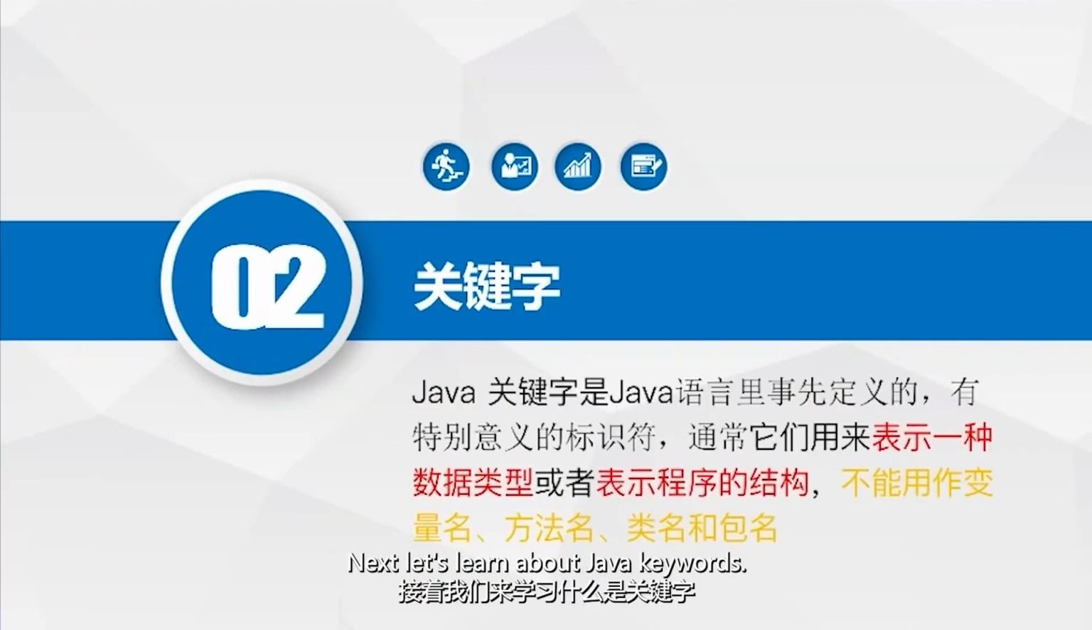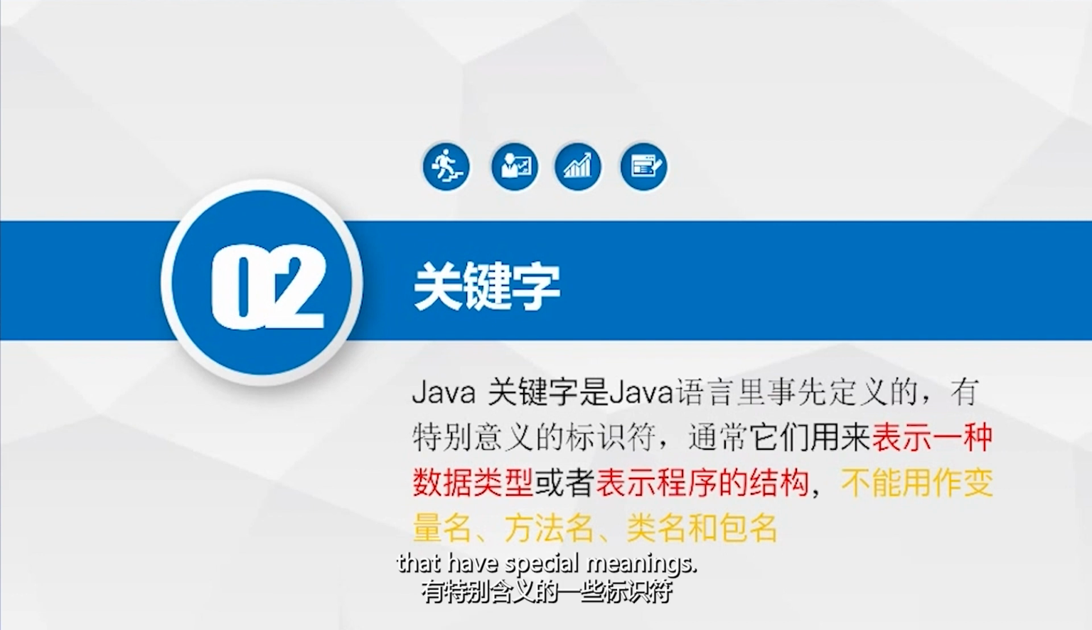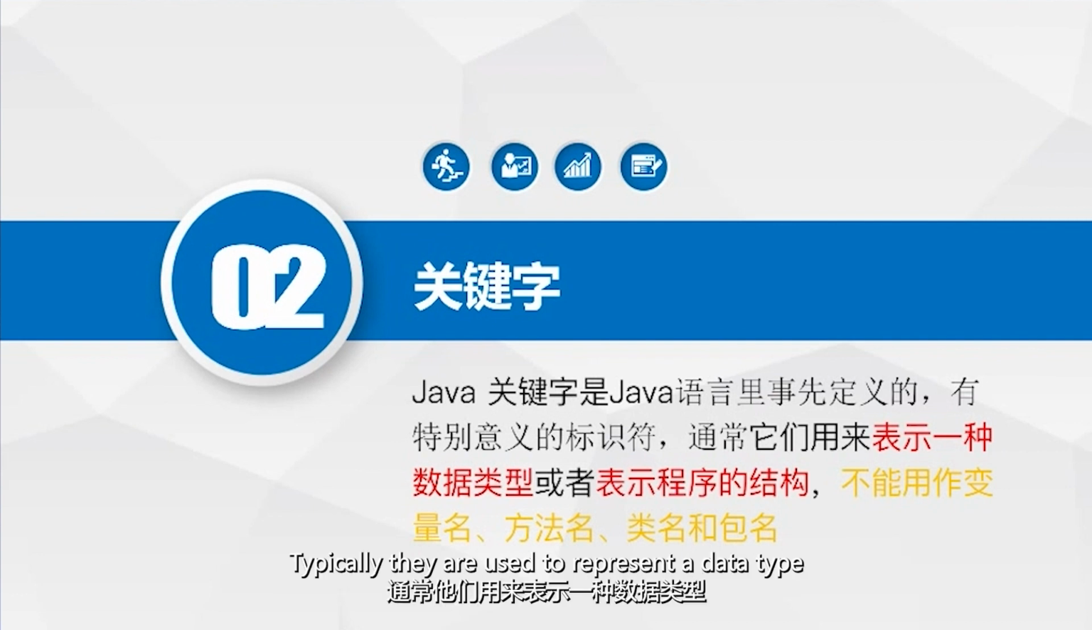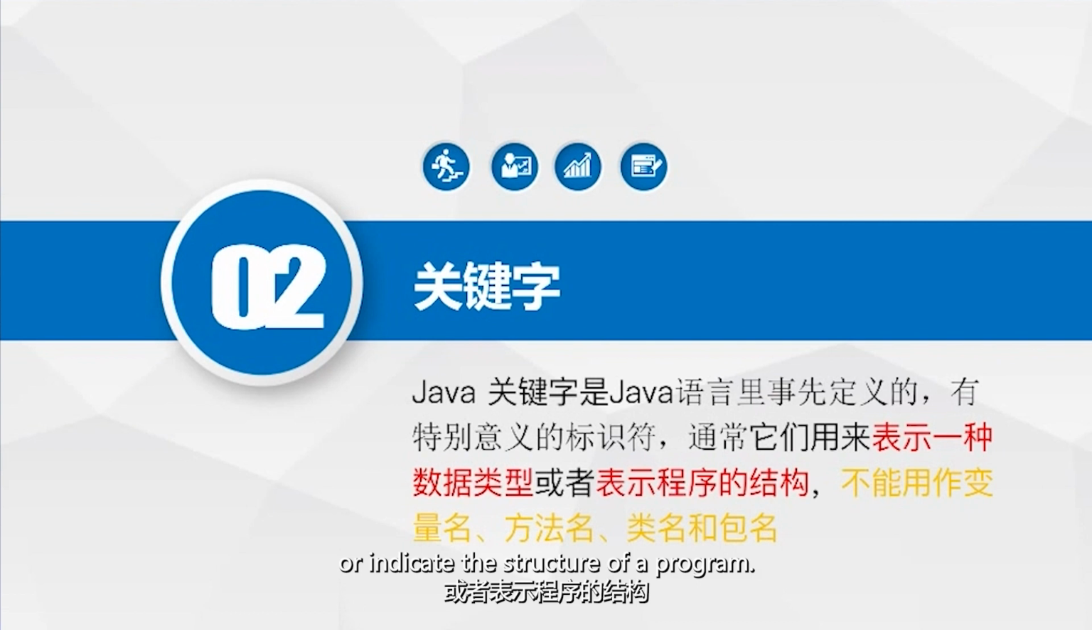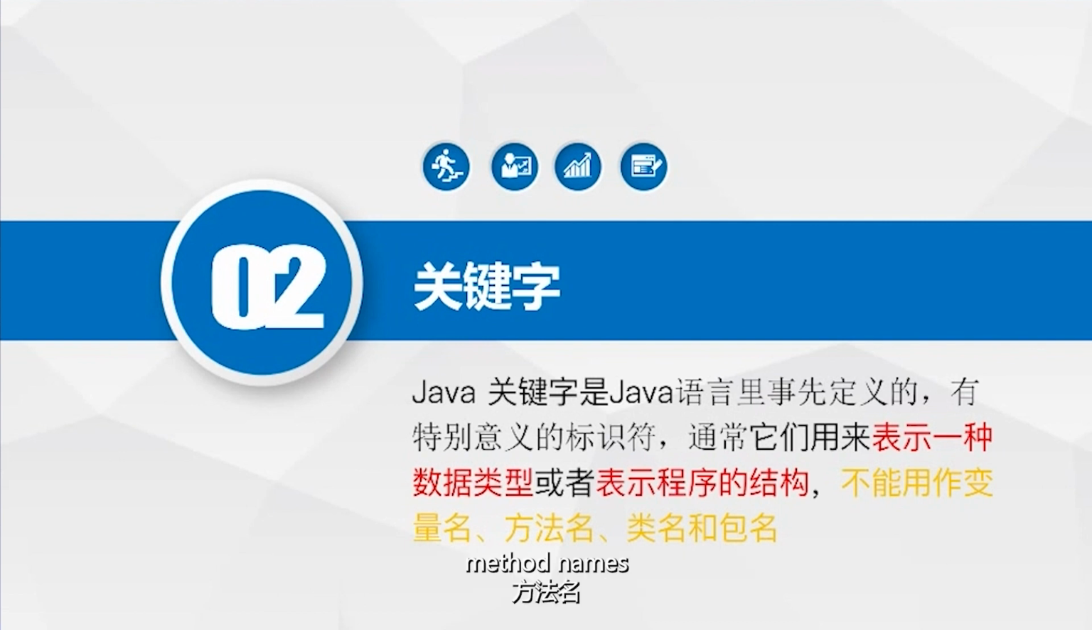Next, let's learn about Java keywords. Java keywords are predefined identifiers in the Java language that have special meanings. Typically, they are used to represent a data type or indicate the structure of a program. These keywords cannot be used as variable names, method names, class names, or package names.